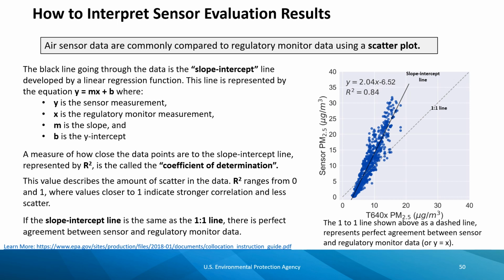R squared is the coefficient of determination, representing a measure of how close the data points are to the slope-intercept line. R squared ranges from 0 to 1, where values closer to 1 indicate a stronger correlation and less scatter. The 1-to-1 line, shown in the figure as a dashed line, represents perfect agreement between sensor and regulatory monitor data, or where y equals x. If the slope-intercept line is the same as the 1-to-1 line, there is a perfect agreement between the two measurements.